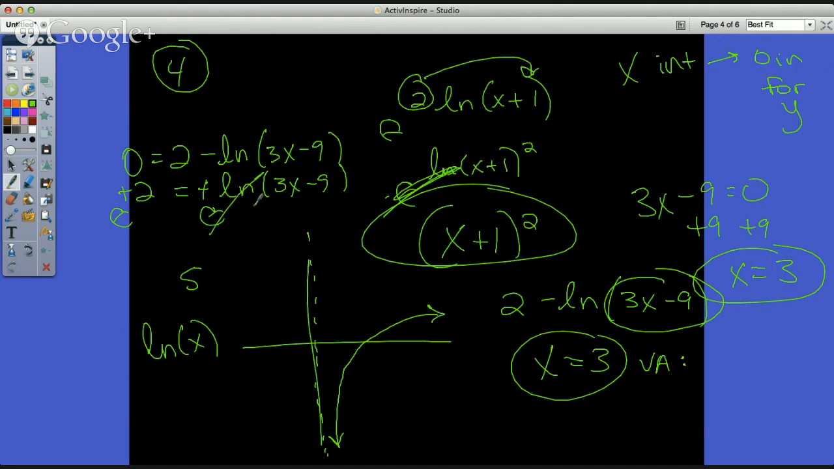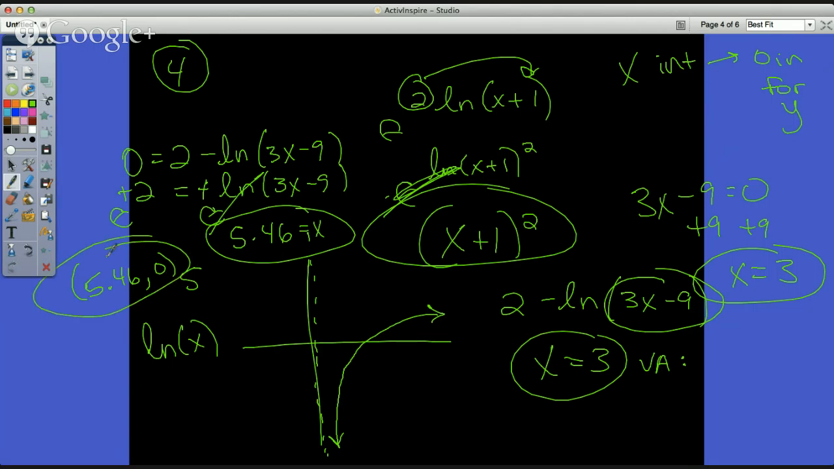So if we go backwards here, we'll have e to the second equals 3x minus 9. What we'll do is add 9 to that value and divide by 3. I got 5.46 equals x. That right there would be my x-intercept. So we put it in terms of 5.46 comma 0. And that would be what would be on number 5.